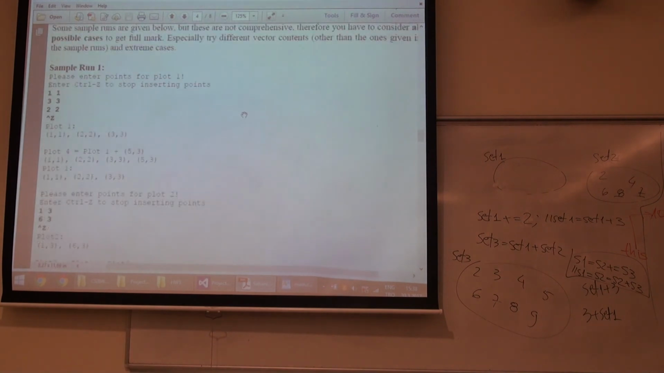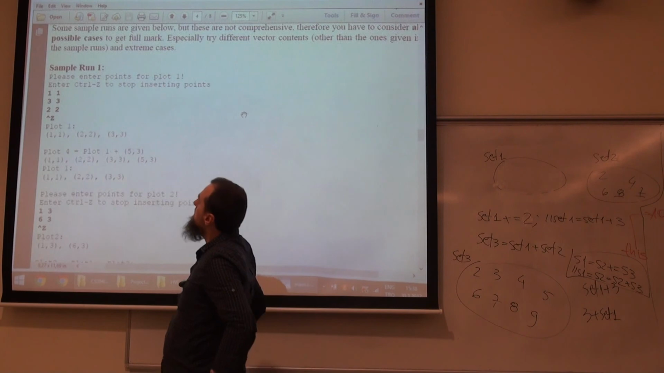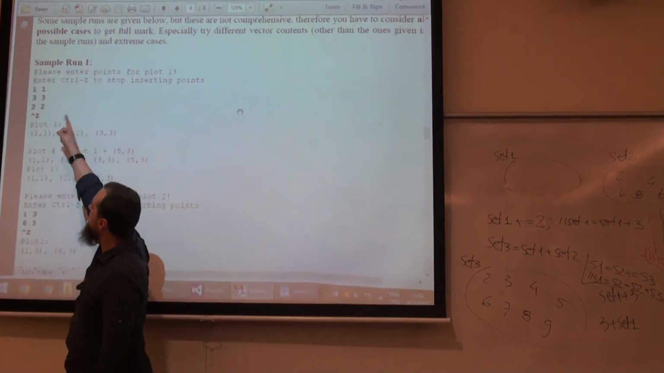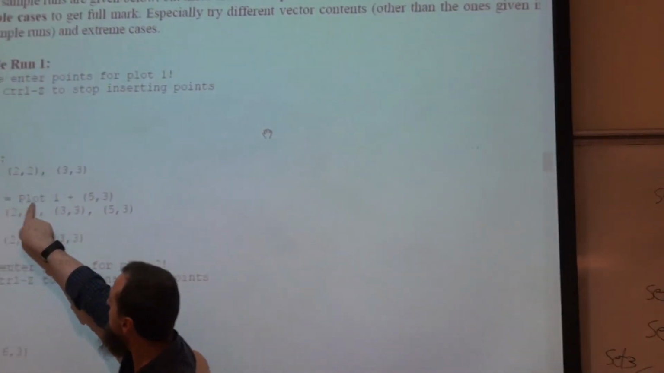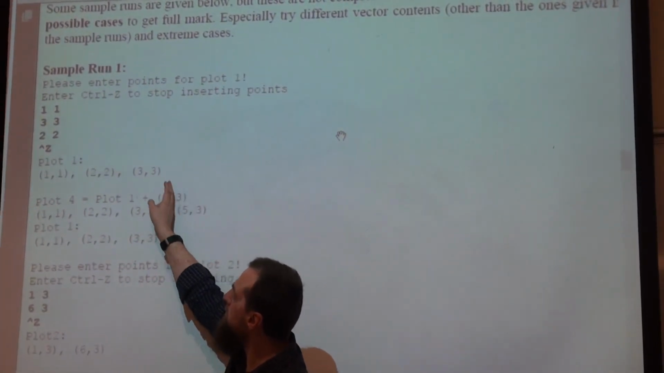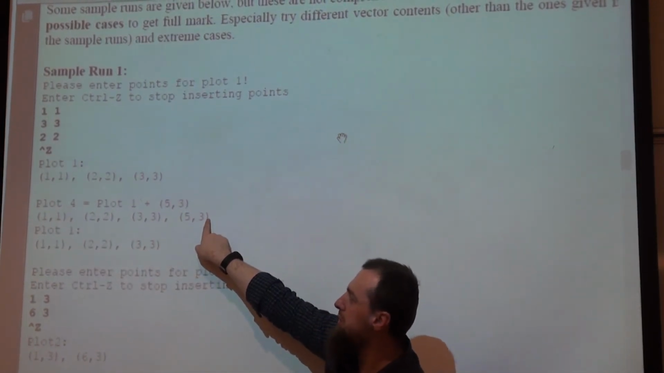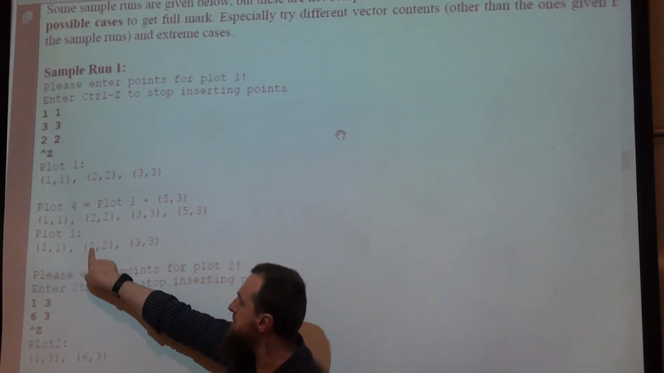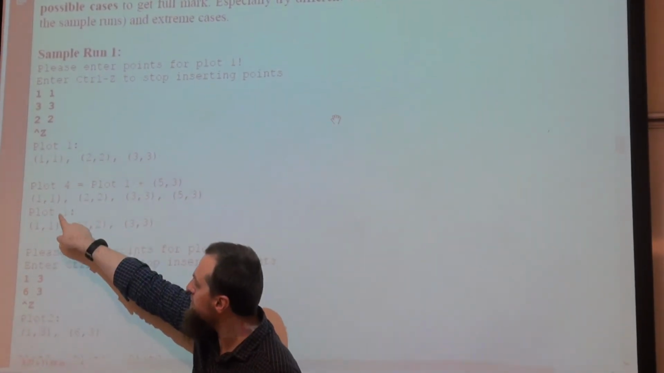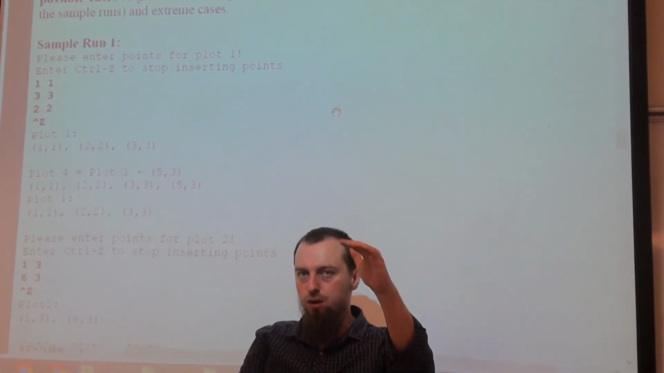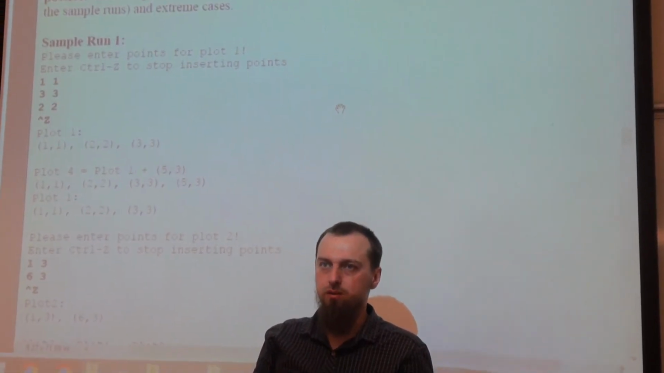This is the sample run that you should have here. Initially, you enter the points 1, 1, 3, 3, 2, 2, and plot 1 has those points. Plot 4 is equal to plot 1 plus 5, 3, meaning to those points I add the point 5, 3, so plot 4 is going to be this much. But I don't change plot 1, it's the same, because it's not plus equal, it's plus only, and so on. Basically, this part is going to be repeated from main. You just have to define the class plot, nothing else.